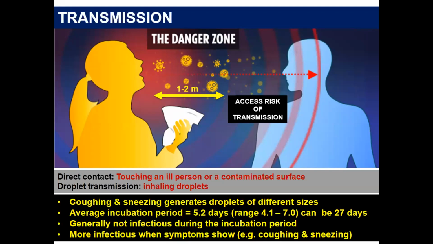During that period, generally, we know that most people are not infectious, but there is some scientific evidence to show that a small percentage of people who are asymptomatic could still transmit the virus. But on average, most people transmit when they are infectious, due to their coughing and sneezing and releasing the viral particles.